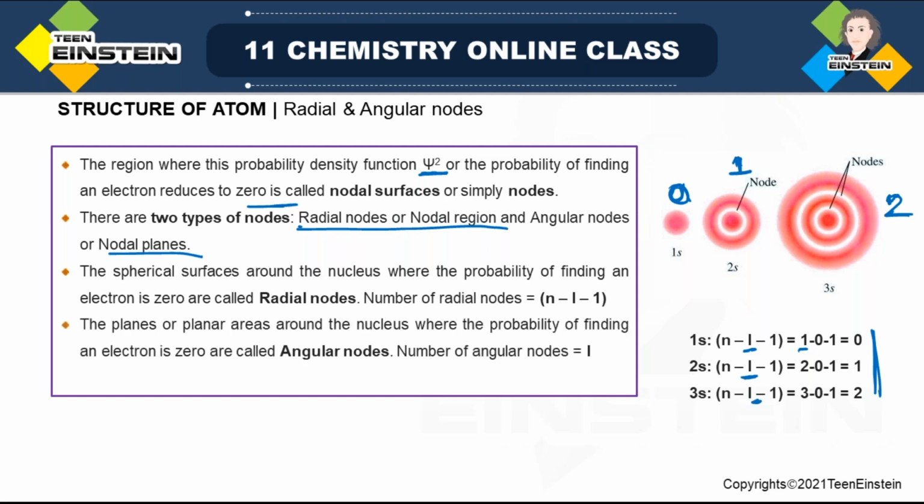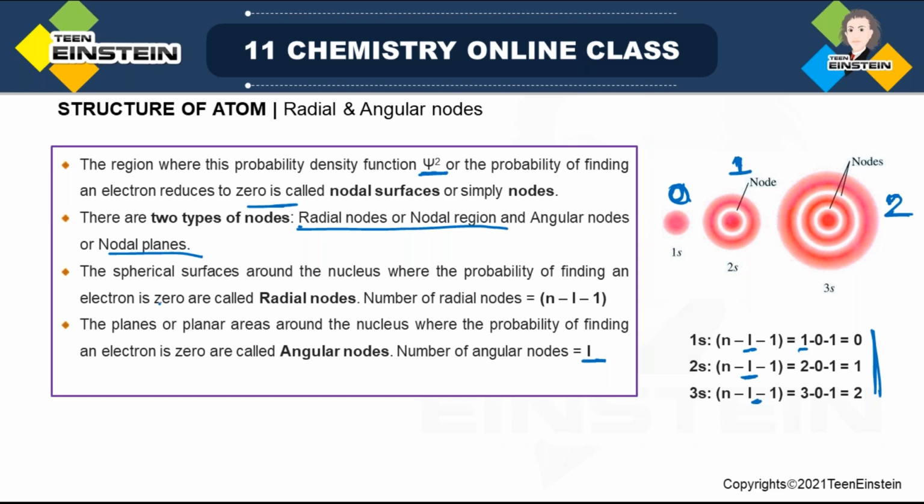Now, how to find angular nodes? Angular nodes basically have nothing to do with the principal quantum number. It is simply the azimuthal quantum number. So that is the reason when it is an s orbital, angular nodes are always 0, because for s orbital l is 0. For p orbital, the l value is 1, so it is always 1. Whether it is 2p, 3p, 4p doesn't matter, because the principal quantum number doesn't matter. It matters for radial nodes, but not for angular nodes.